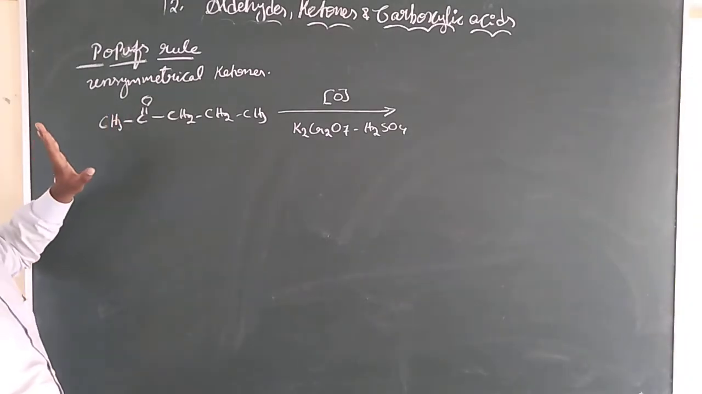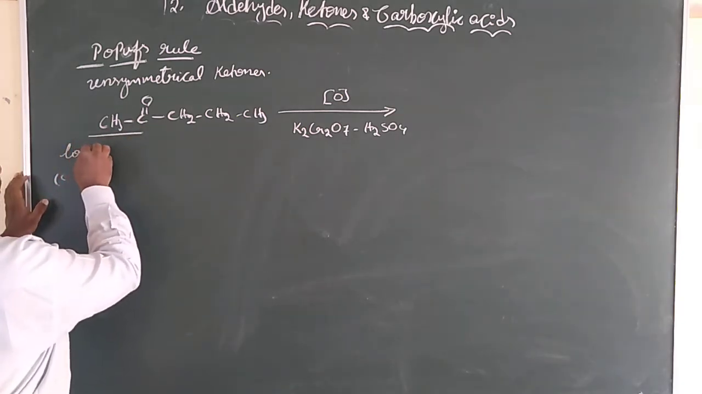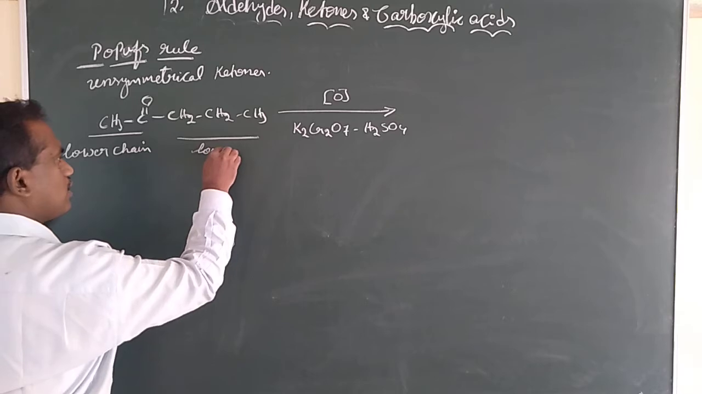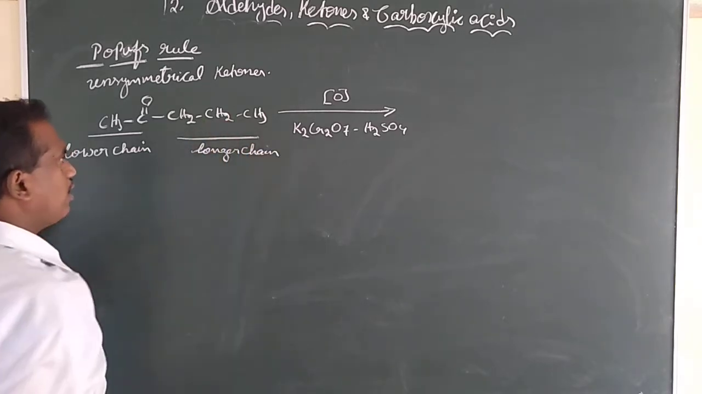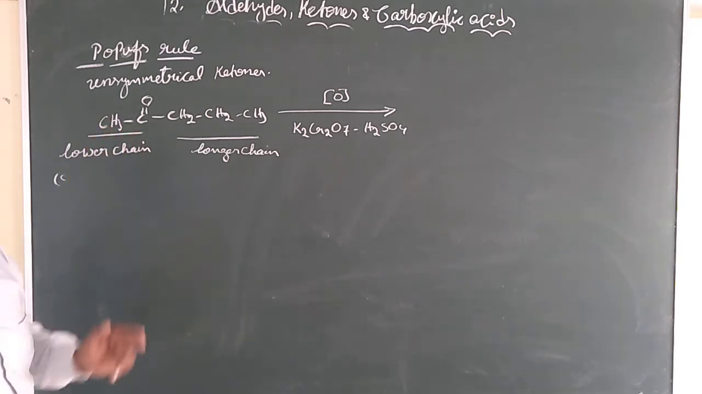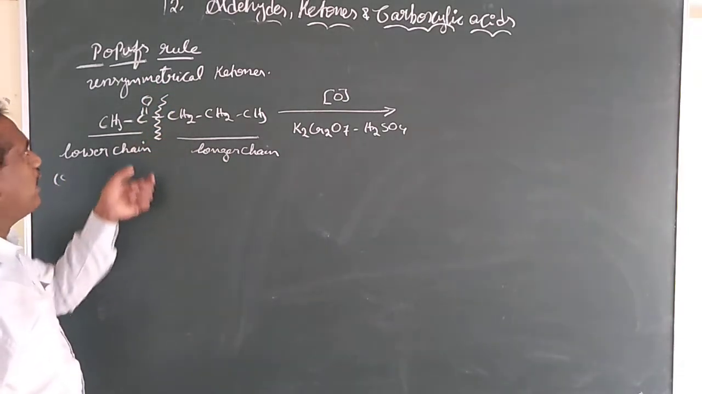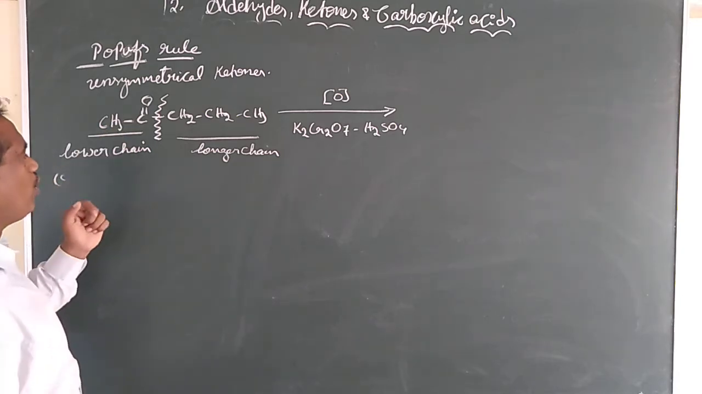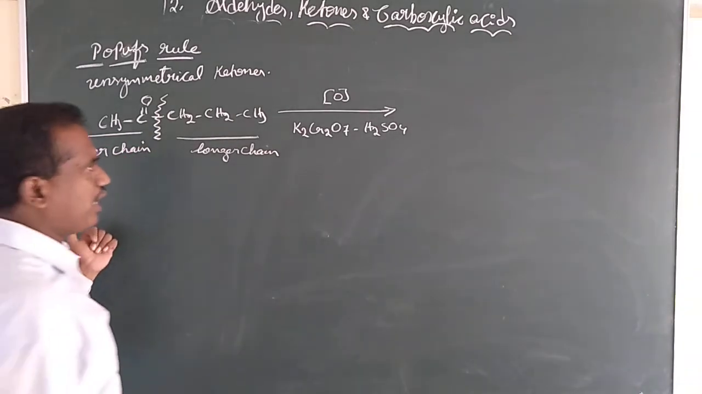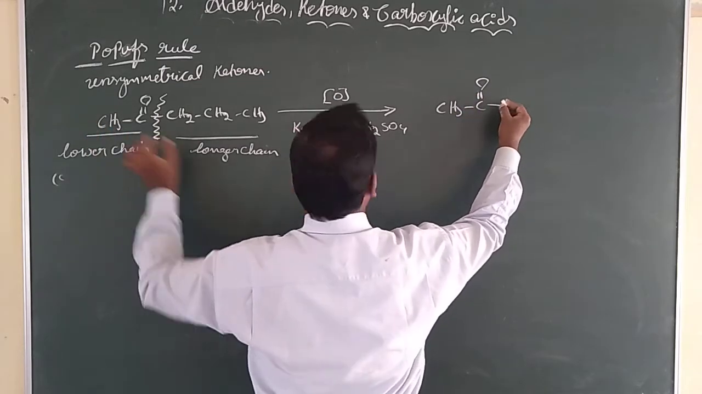This part will break down to give carboxylic acid. Here, this is the lower carbon chain, I am calling it the lower chain, and this is the longer chain. Three carbons are there, only one carbon, and the carbonyl group is there. Where does the cleavage take place here? Cleavage takes place on the lower side according to the Popoff rule. According to the Popoff rule, any unsymmetrical ketone if you oxidize, cleavage takes place on the lower chain, and this will be retained.